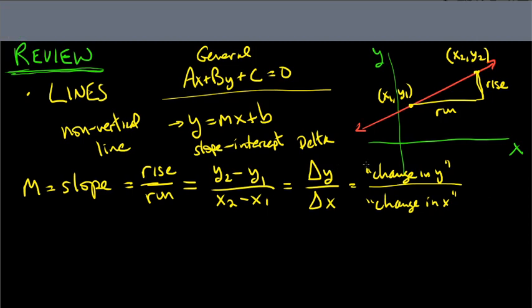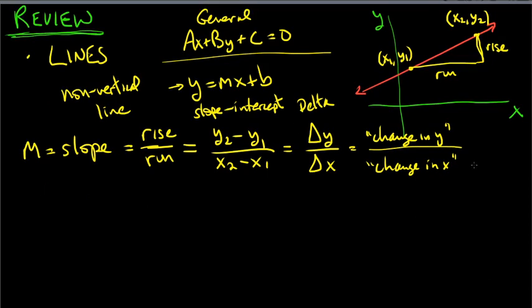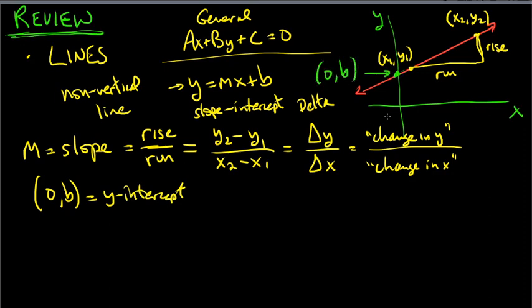So that's slope, and you know how to calculate that. And b, of course, in particular, the point (0, b) is called the y-intercept. And I should do it in green. This point right here is the y-intercept. x is 0, y is b.